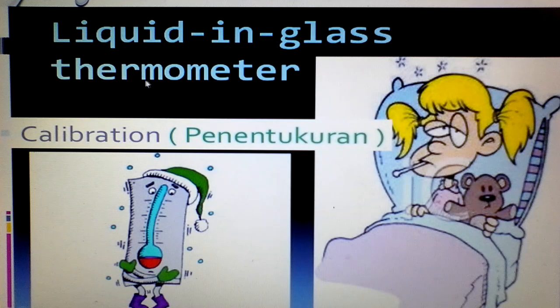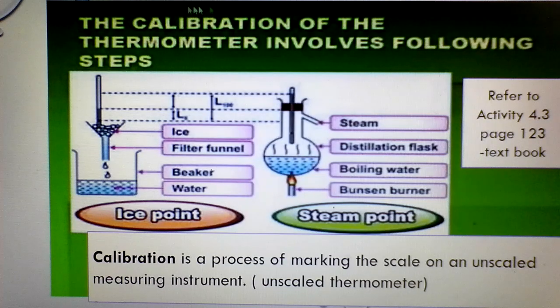Okay, now how can a liquid-in-glass thermometer be calibrated? So the process that we want to discuss is calibration. What is calibration? The calibration of the thermometer involves the following steps. It's a process of marking the scale on an unscaled measuring instrument. For any measuring instrument, if you want to mark the scale, the process we call calibration. So in this case, we want to calibrate a thermometer, let's say a thermometer without a scale, an unscaled thermometer.